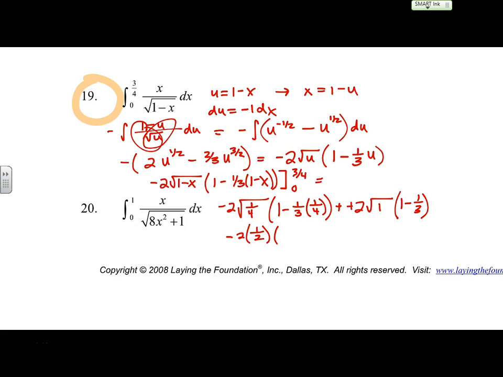1 minus 1/12 is 11/12. Square root of 1 is just 1. 2 times 1 is just 2. 1 minus 1/3 is 2/3. Need 12s. So 2 times 2 is 4, 5 times 4 is 16. Oh, I did that fast. That always scares me. Is that 5/12? Yes. Nice. There's a lot of fractions.